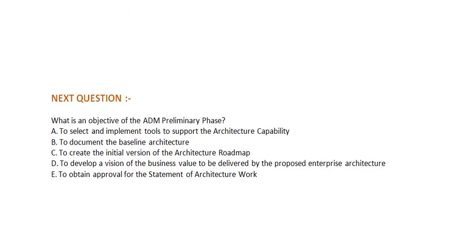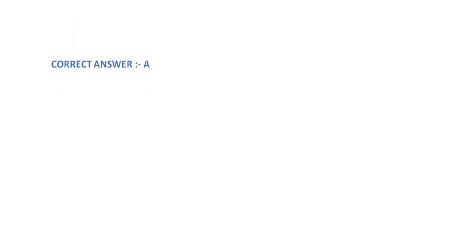Next question is, what is an objective of the ADM preliminary phase? Option A, to select the implement tool to support the architecture capability. Option B, to document the baseline architecture. Option C, to create the initial version of the architecture roadmap. Option D, to develop a vision of the business value to be delivered by the proposed enterprise architecture. And option E, to obtain approval for the statement of architecture work. The correct answer is option A.